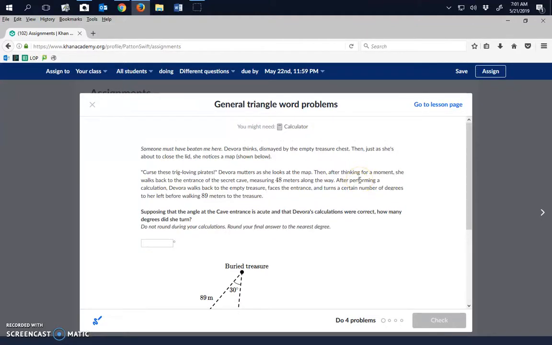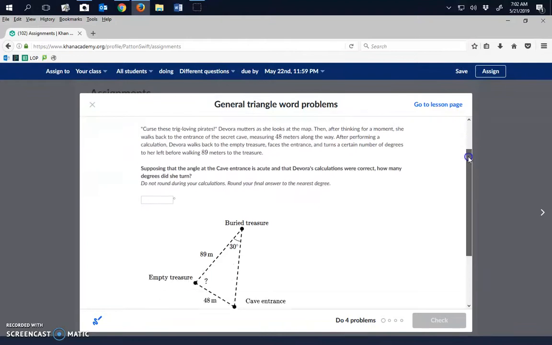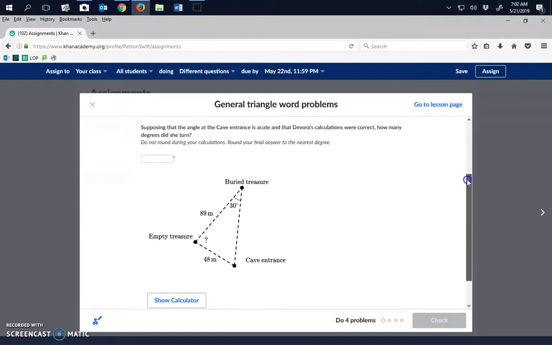Assignment 3, we are working on general triangle word problems. There's a story before a lot of these questions. I tend to skip the stories and just go right to the actual problems. The stories, that's not helpful a lot of times. Sometimes it is.